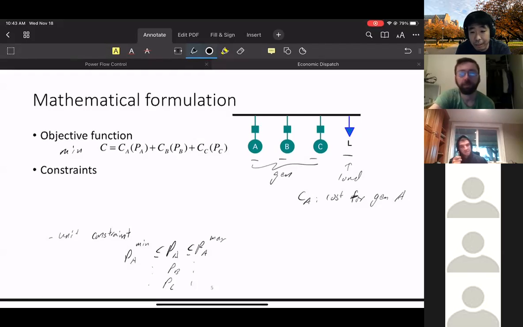There's another constraint, the most important constraint. What's the most important constraint we have in the system? What happened to the load? How does the load show up in this optimization problem? So far, the costs only have generators in them, and the constraints only have generators. What happened to my load? How does that enter into this mathematical formulation?